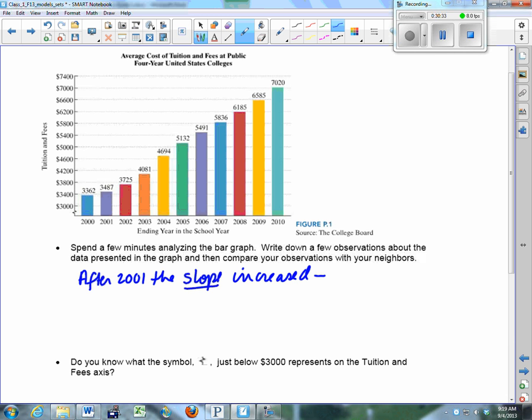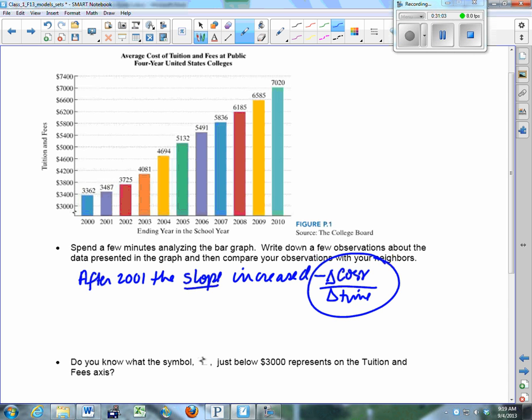What is it measuring in terms of this problem? The change in what two variables? Yeah, and what's y and x here? Y is tuition. X is time. So the slope here is the change in the cost over the change in time, right? So he's saying that after 2001, that increase got steeper, right?